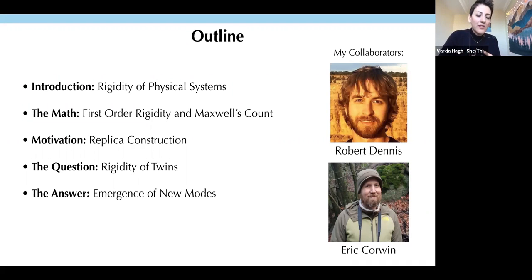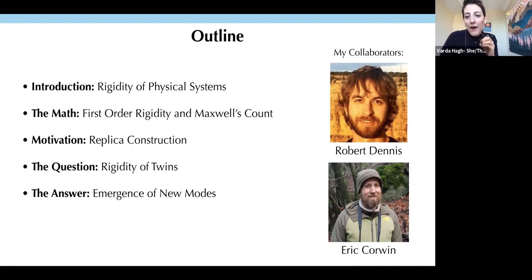Then I will tell you about the motivation, which is basically doing a tiling which is similar to all the tilings that you've seen in the past talks today and yesterday, but on a very specific type of system. And then I will show you that the rigidity of the tiled systems has some surprising results. And then I will tell you why we get those surprising results.